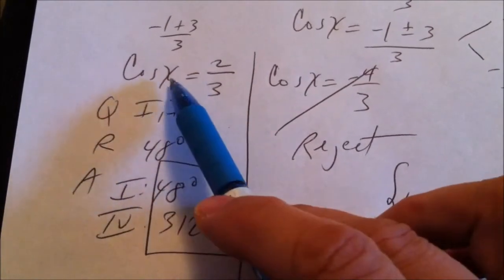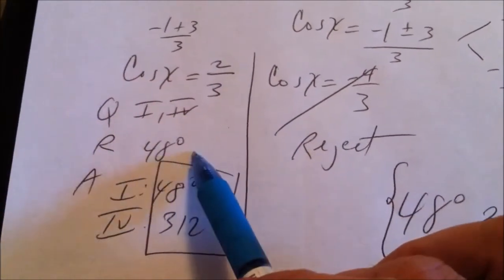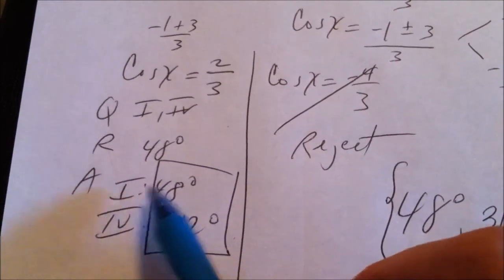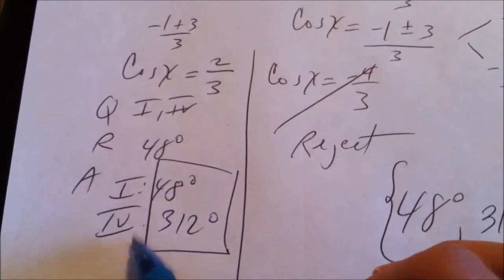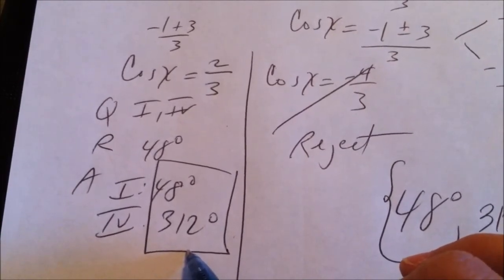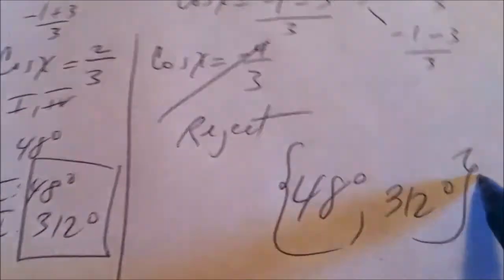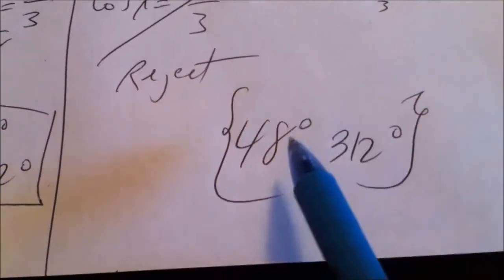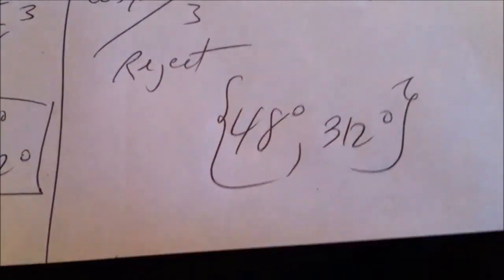The reference angle, I do second cos, 2/3, and I get 48. The angle answer in quadrant 1 is 48. The angle answer in quadrant 4 is 312, because I do 360 minus 48. And these are my two answers, which I can express in braces if I choose to. Make sure you use your degree symbol.